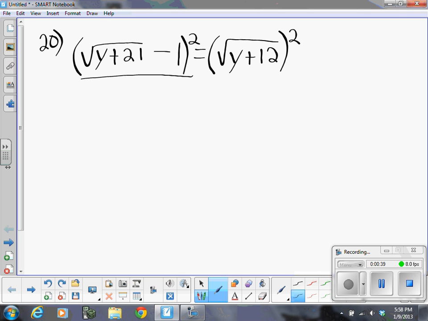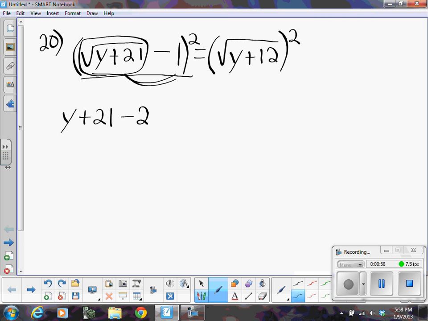If I square this first term right here, it will be the square of a square root, which will give you y plus 21. Then, if you put the two together, like doing outer and inner together, you get negative 2 square roots of y plus 21. That gives you two of those, because it would be like outer and inner together. And then the last thing you do is square the last term, which is negative 1 times negative 1, which is positive 1.